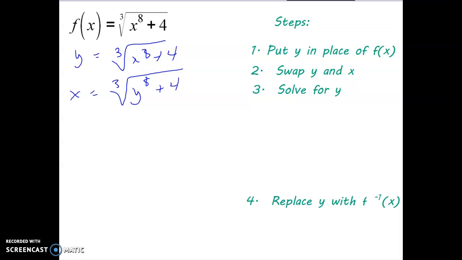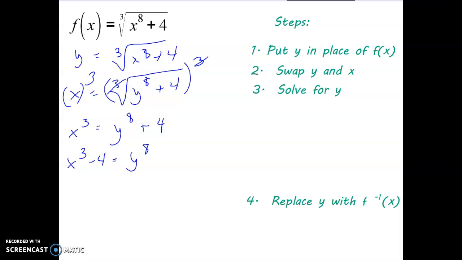Well, the first thing I'm going to need to do is get rid of that cube root. Both the y to the 8th and the 4 are inside the cube root, so I need to eliminate that cube root by raising both sides to the 3rd power. Cube and cube root are inverses. They cancel one another out. Okay, now what? Still working to get y by itself. I can see that that 8 is attached to the y, but not the 4. So I'll subtract 4 from both sides.